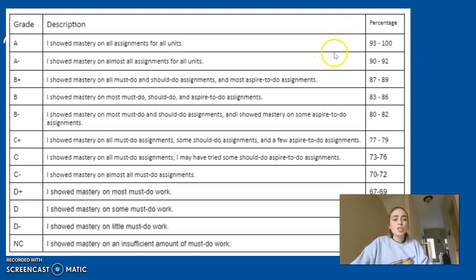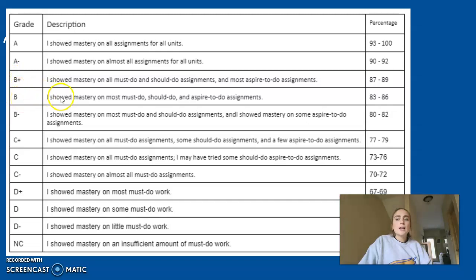All right, so this is just a chart explaining what I've been talking about on how you know what grades you'll get in this class. So like I said, to get an A, it means you showed mastery on all assignments for all units. So that means you did all the must-dos, all the should-dos, and all the aspire-to-dos. An A- is that you showed mastery on almost all assignments for all units. A B+ is showing mastery on all must-do and all should-do assignments and most of the aspire-to-do assignments. So maybe you didn't have time to try all of the aspire-to-do assignments, but you did most of them, and that'll get you up to a B+.